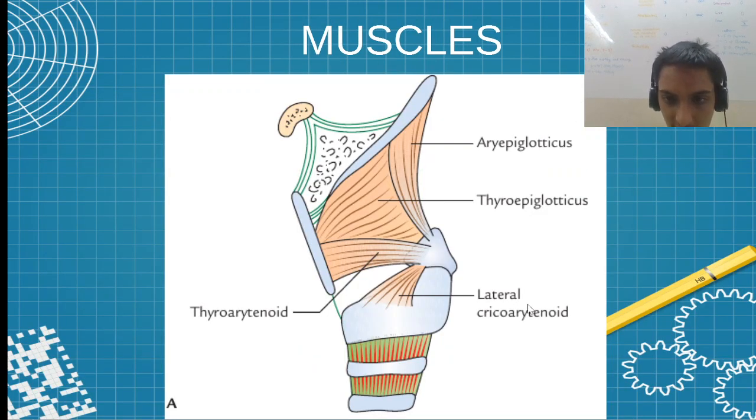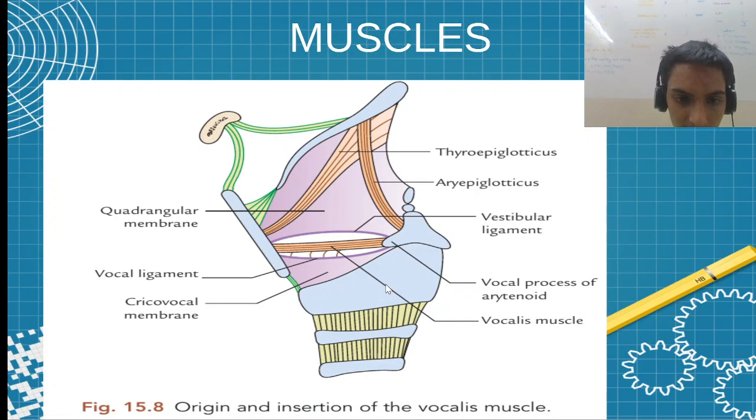Here you are seeing the ary-epiglotticus. Here you are seeing the thyroepiglotticus, the thyroarytenoid. Here you are seeing the lateral cricoarytenoid. Here also we can see this is vocalis, from vocal process of arytenoid to thyroid cartilage. And thyroepiglotticus, sorry, this is epiglottic cartilage. So thyroid to epiglottic cartilage, thyroepiglotticus, ary-epiglotticus. Here you are seeing. That's the thing.